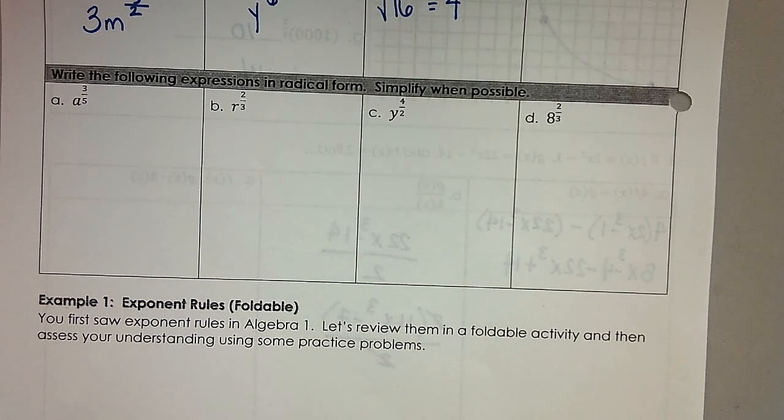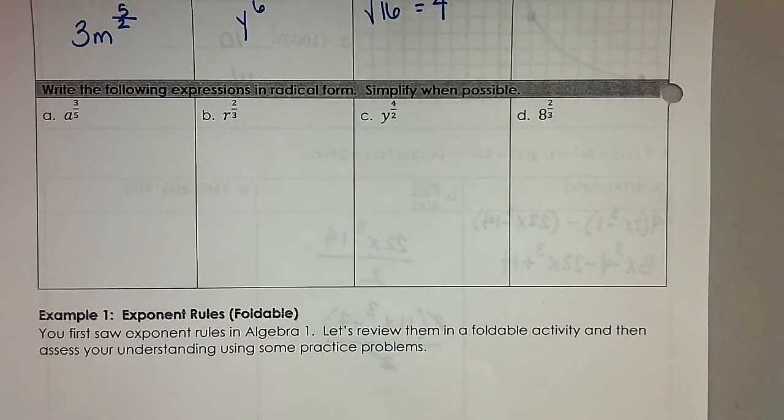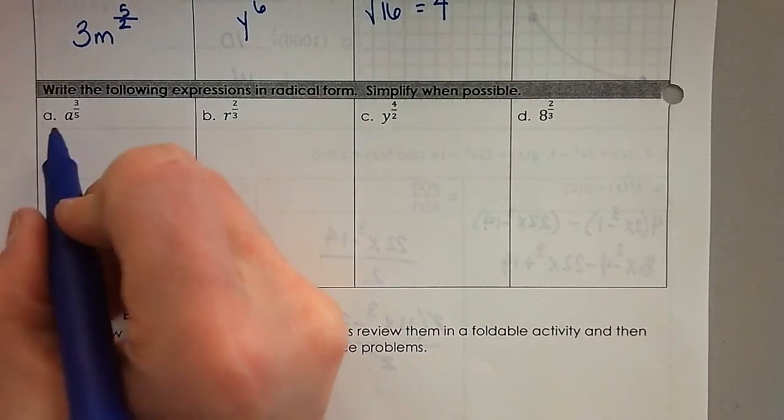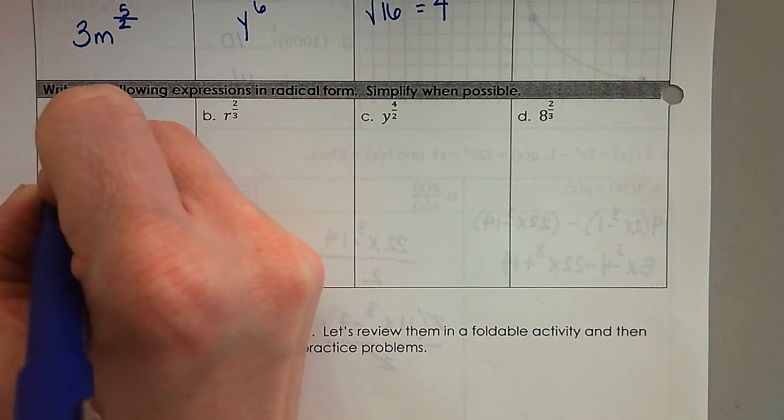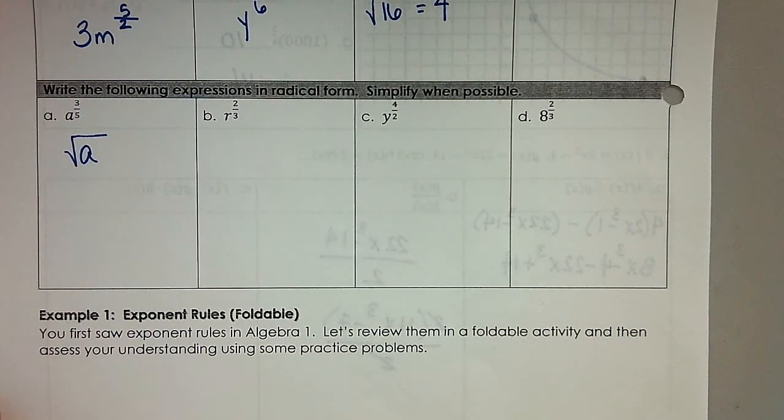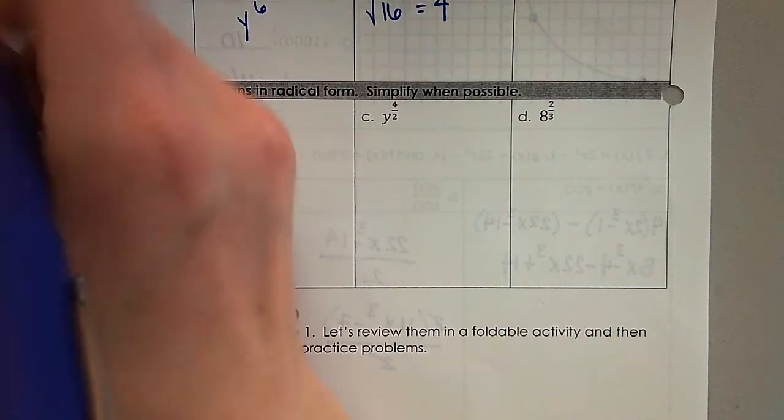Okay, write the following expressions in radical form. So now we're going the other way. So our base becomes our radicand. What's my index? 3 over 5. What's my index? Look at the top value. My rational exponent is 3 over 5. Abigail? The index is 5. My index is 5. Thank you.